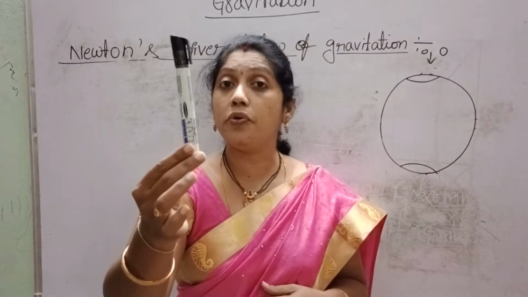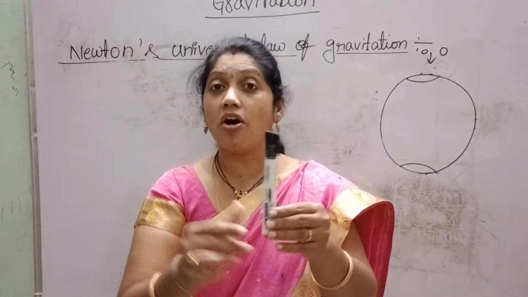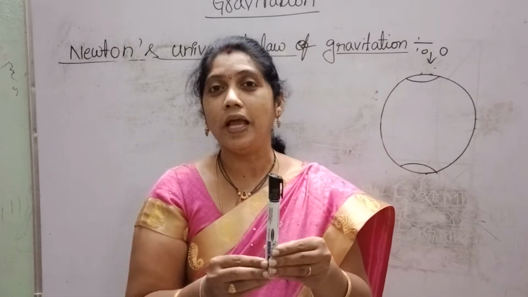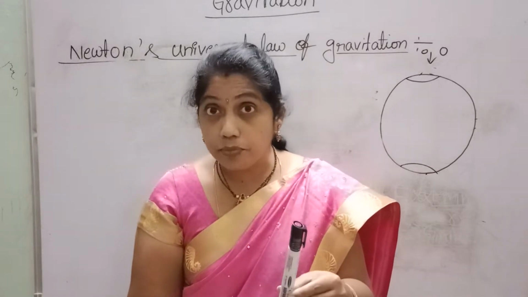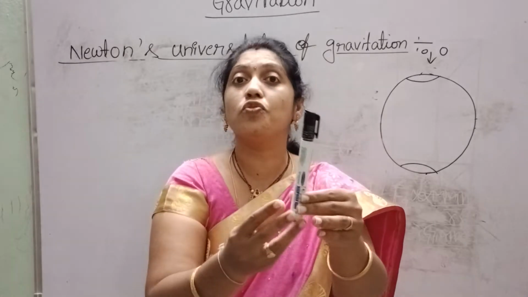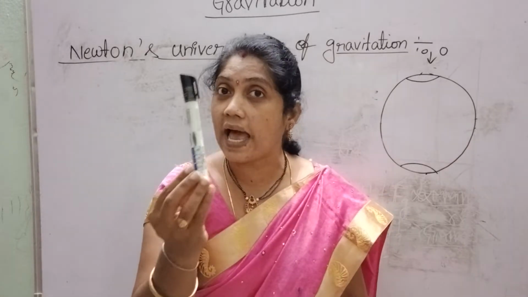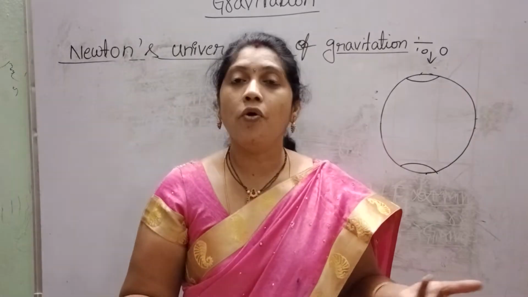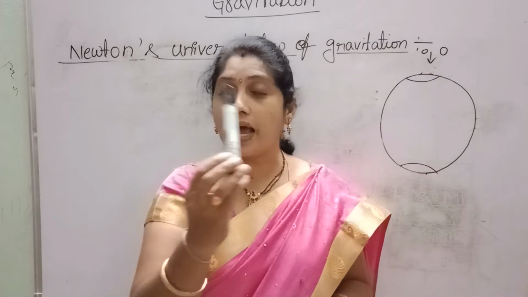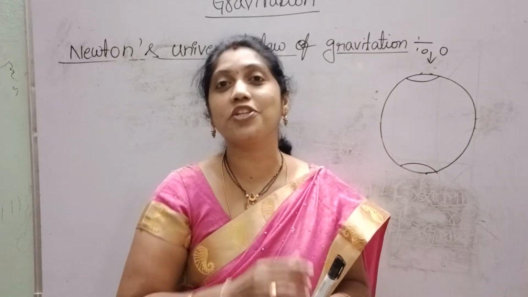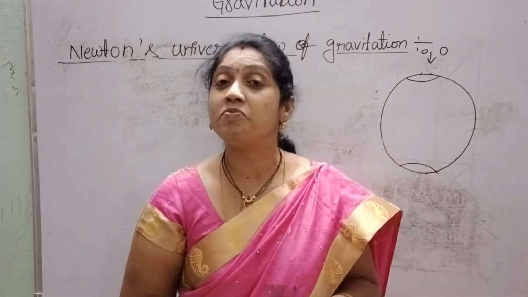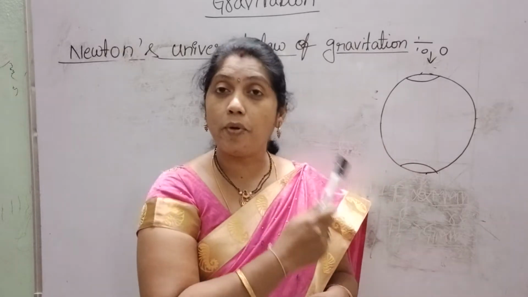Now when you drop this marker, it falls on the surface of the earth only. But we do not observe the earth accelerating towards this marker, only the marker accelerating towards the earth. What is the reason why we are unable to see the acceleration of the earth towards this marker? So let us discuss that topic.